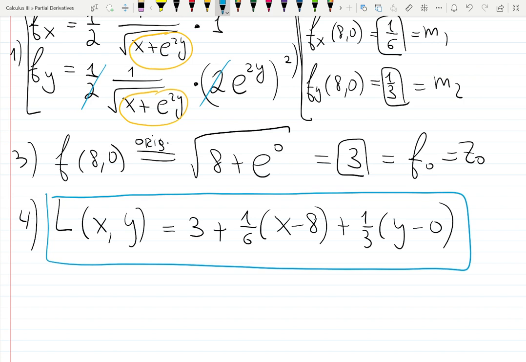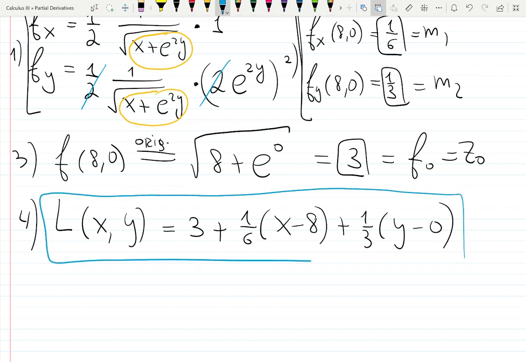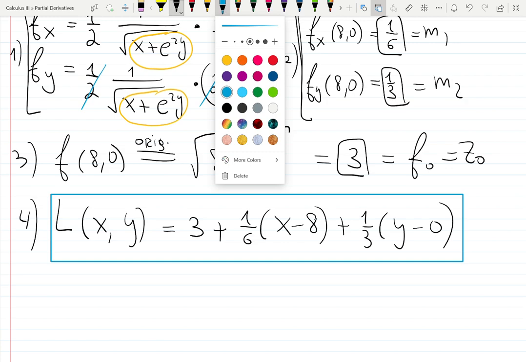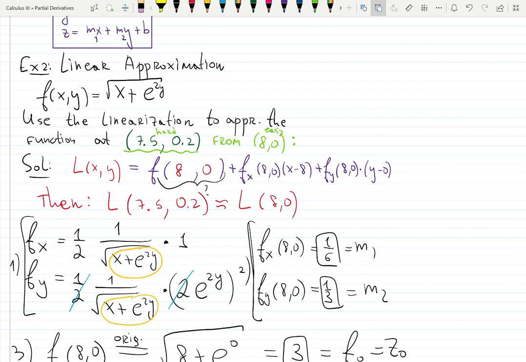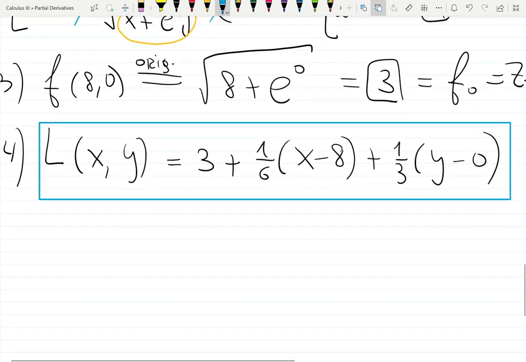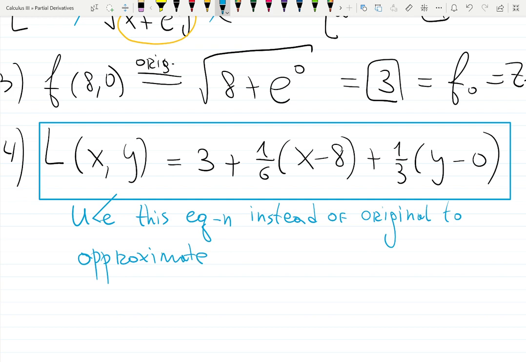We claim that this tangent plane is very close to the surface. So instead of using the original equation with a horrible square root, this is hard. This square root is just hard. E to the something is hard to approximate. Instead, we can use this. So use this equation instead of the original to approximate whatever you want to approximate. Does that make sense?